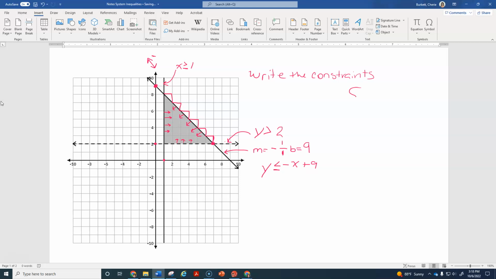So my three constraints, this system would look like x is greater than or equal to 1, y is greater than or equal to 2, and y is less than or equal to negative x plus 9. If you want to put the 1 in front of that x value, because that slope is -1, you certainly can. We don't usually write it like that. Does it matter what order you write those in? No. Those three constraints could be written in any form.